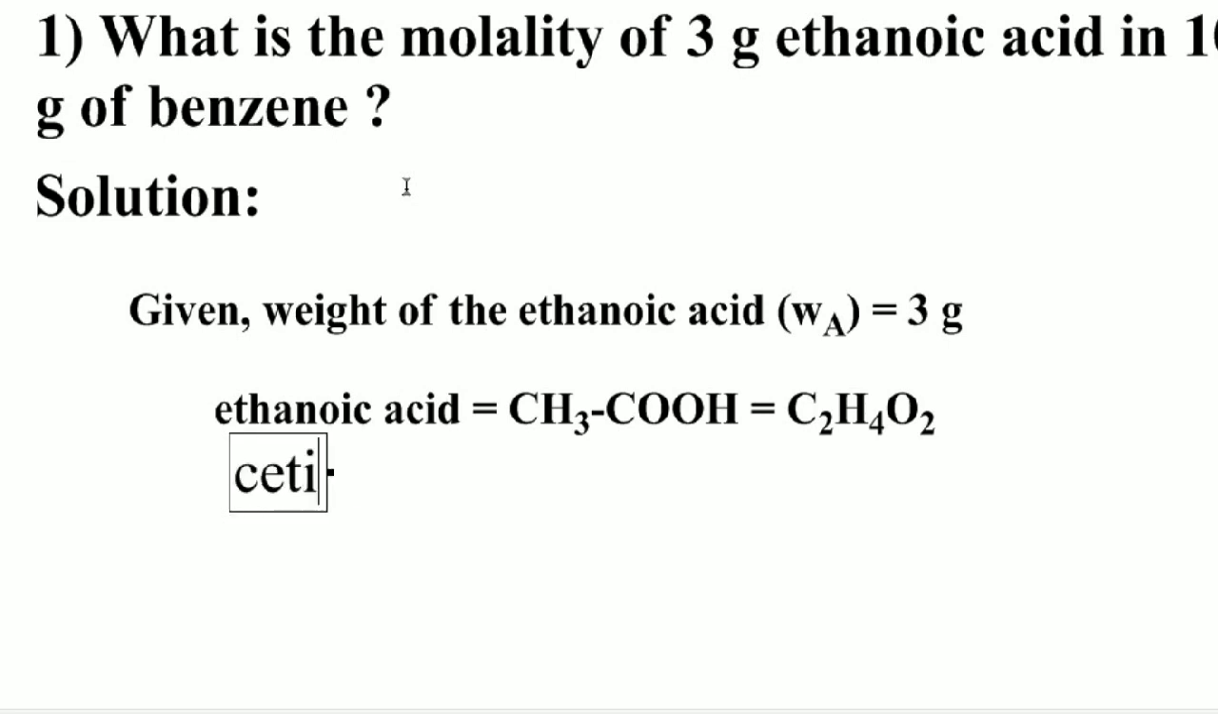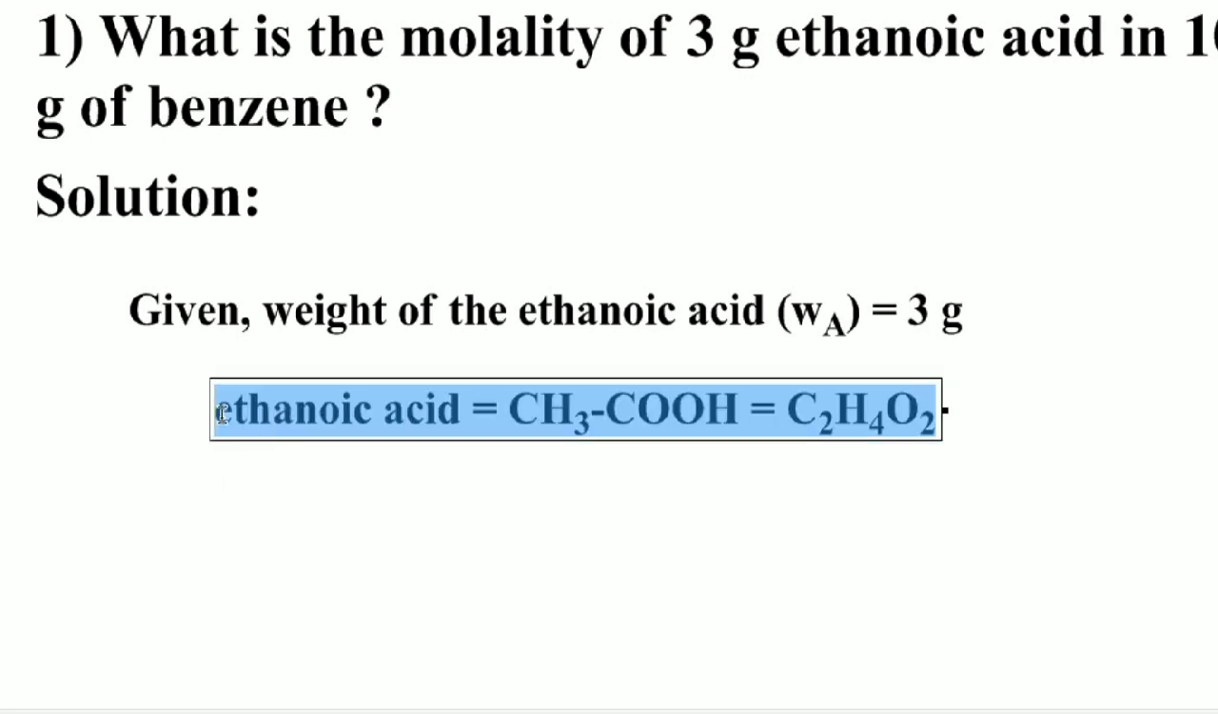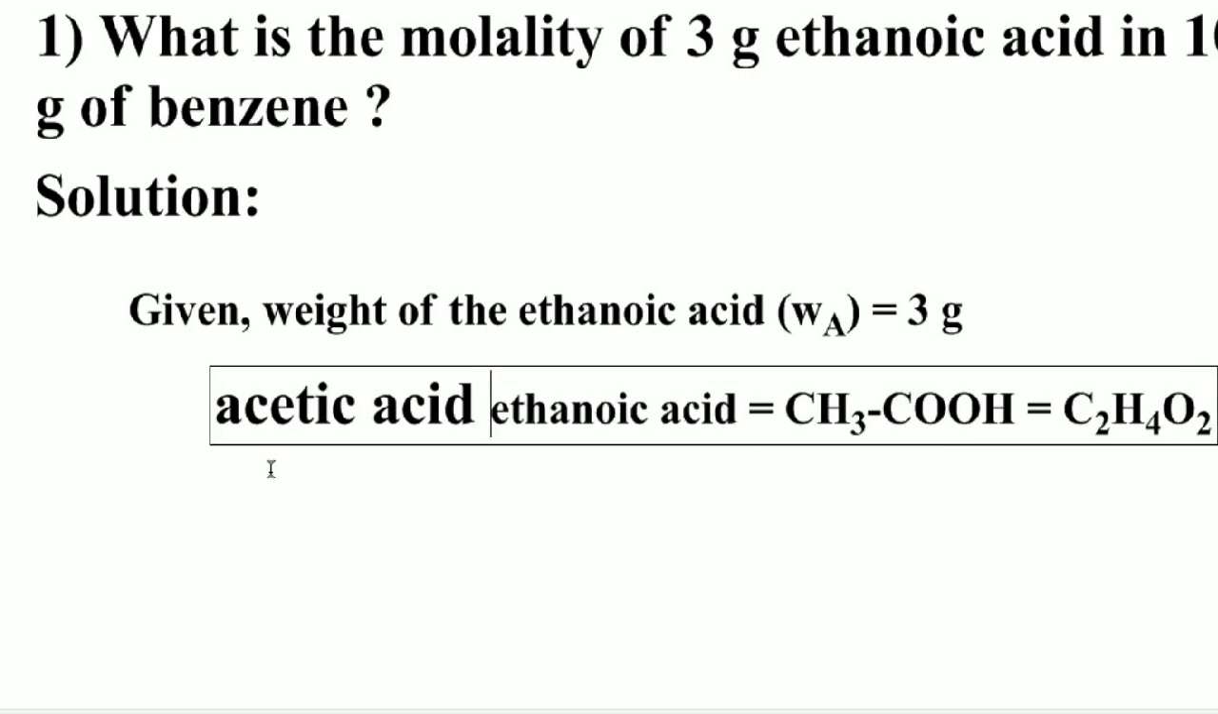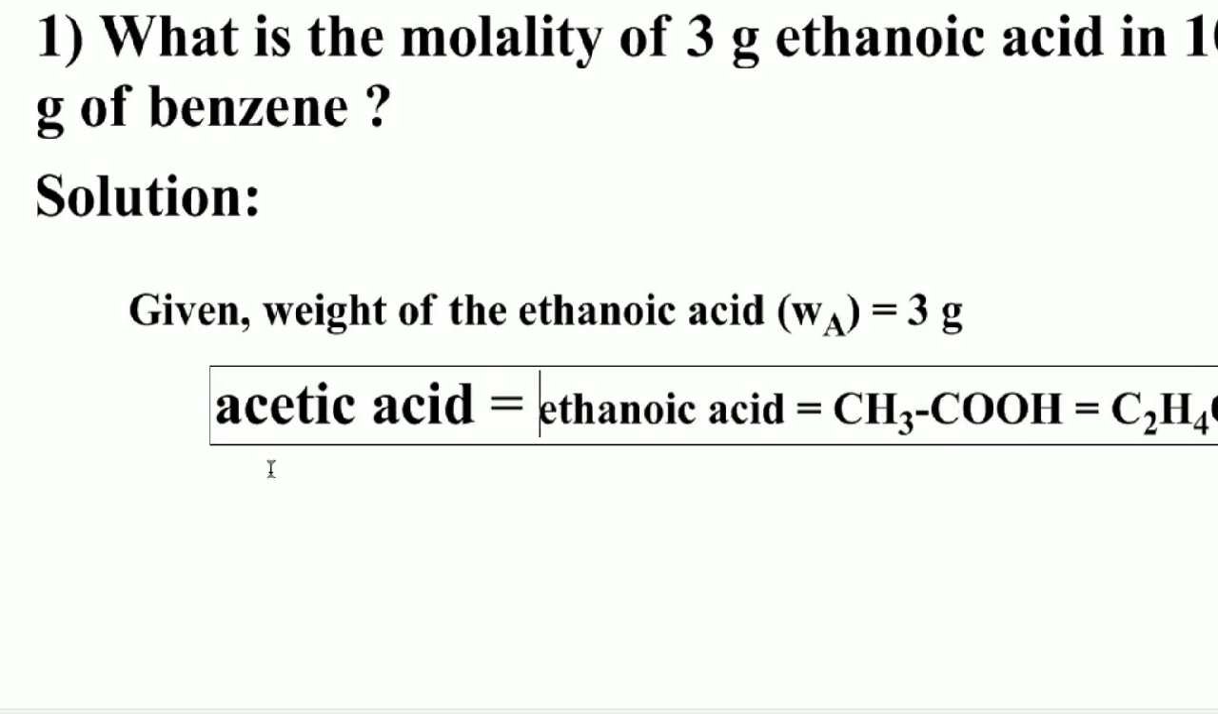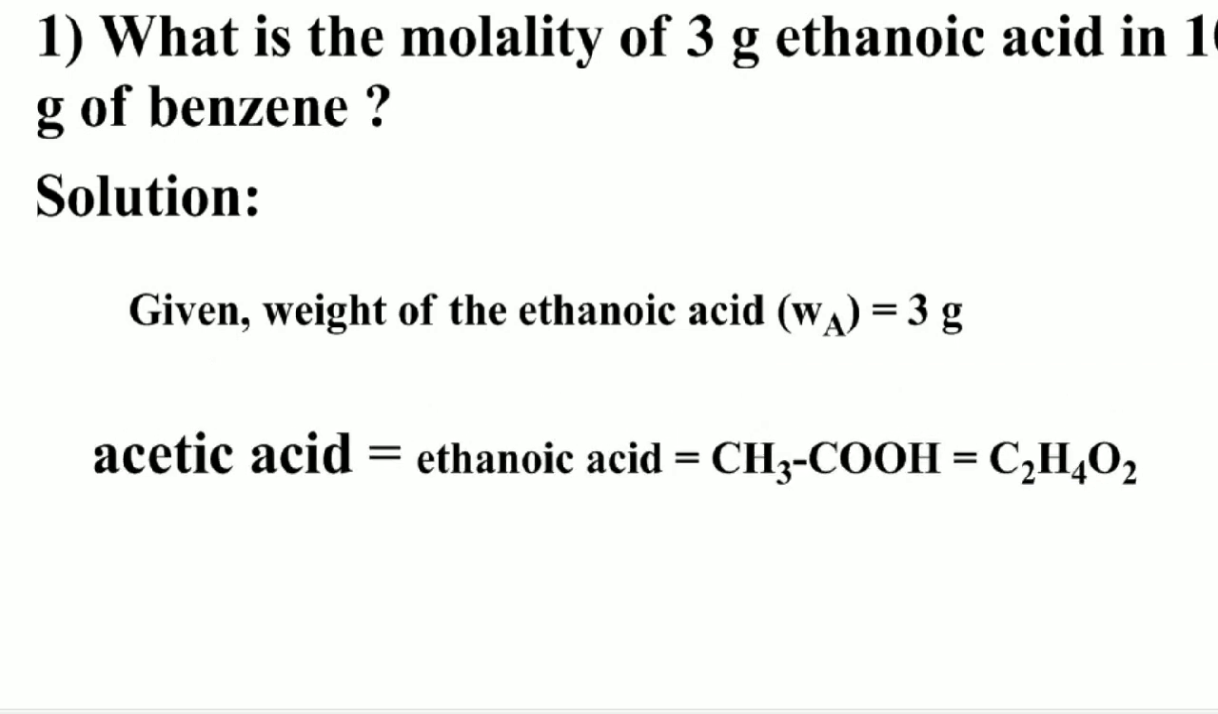Students, we know the common name of ethanoic acid is acetic acid. So acetic acid is also known as ethanoic acid. Ethanoic acid is the IUPAC name. Acetic acid is the common name. So acetic acid or ethanoic acid, CH3COOH or C2H4O2, is the molecular formula.